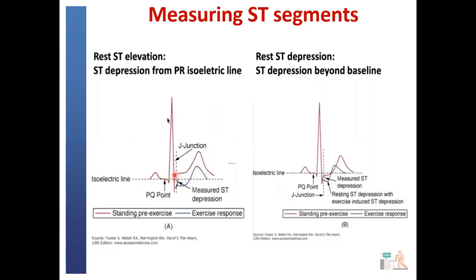So by the time you're having an elevation of the J point from the isoelectric line at rest, and you do the exercise and you get to the depression, you're not going to measure the ST segment depression from the initial J point at rest. You're going to measure the depression from your isoelectric line. On the other hand, if there's an ST segment depression beyond the isoelectric line, and you do the exercise and there's a further depression, you are not going to measure from the baseline. You will measure from where your initial rest ST segment is.